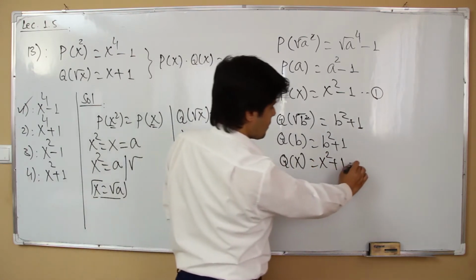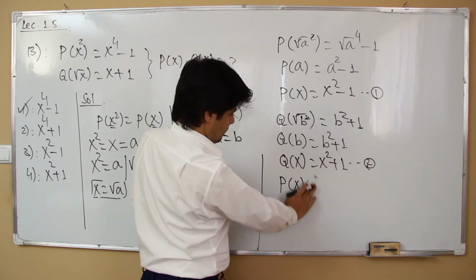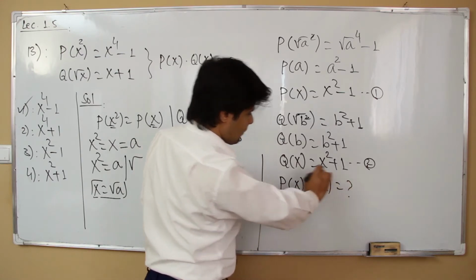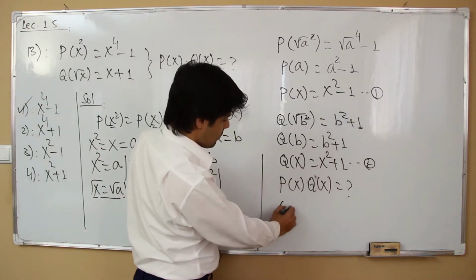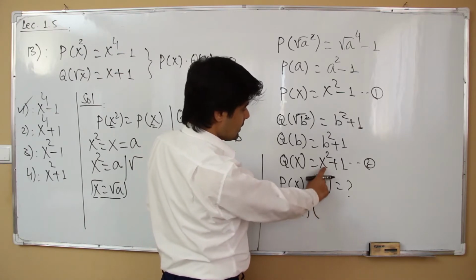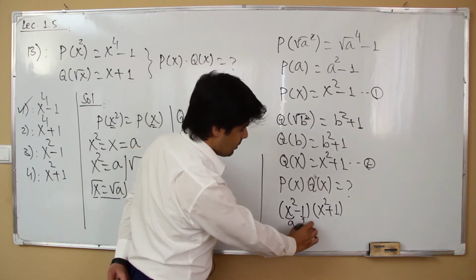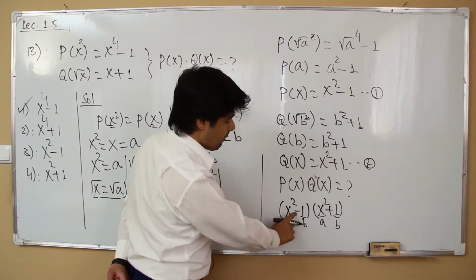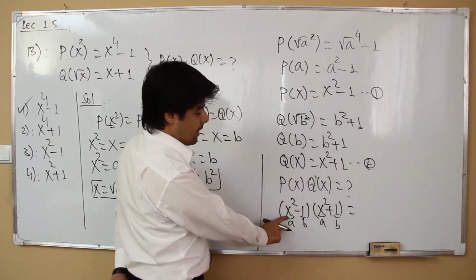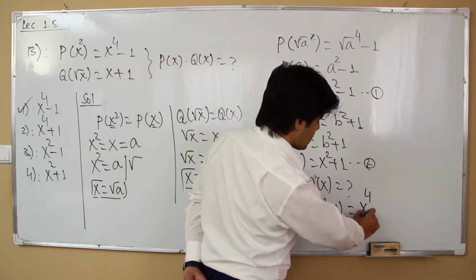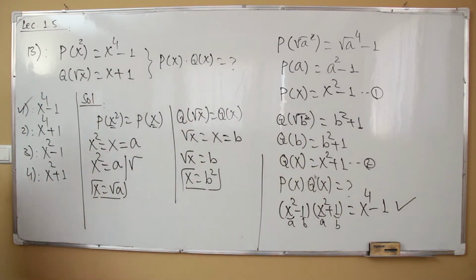Now what the question is, this is number 2: p(x) times q(x). This is the question. Now what is p(x)? p(x) is x² minus 1. What is q(x)? x² plus 1. I think this is a minus b, and this one is a plus b. a minus b times a plus b is a² minus b². a is what? x². It's x raised to the power 4 minus 1, since 1 squared is 1. Which option is correct? Number 1.